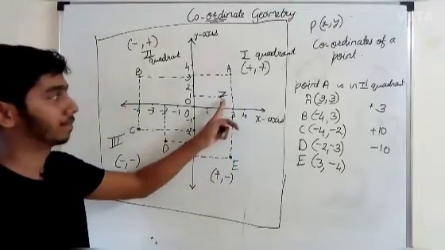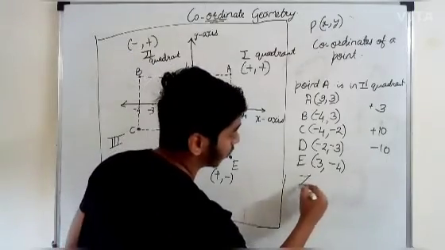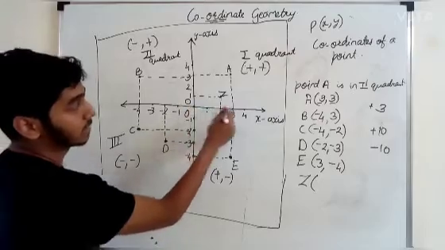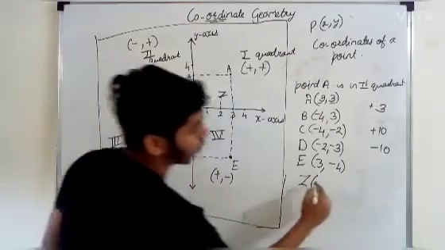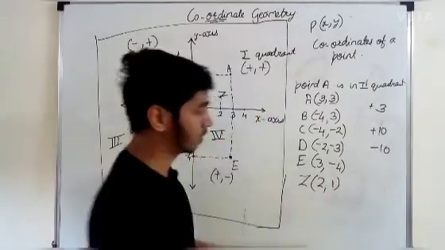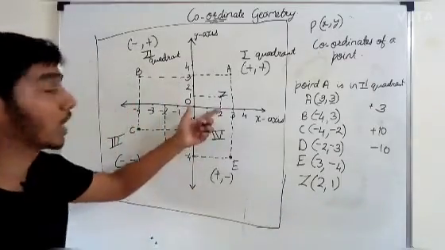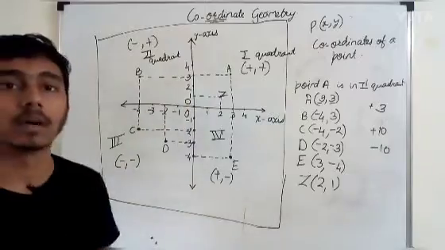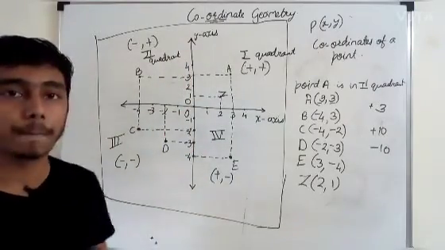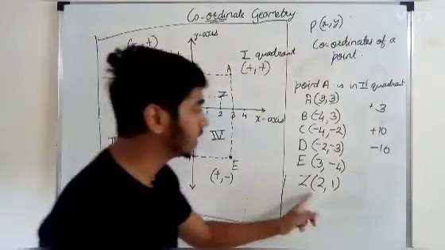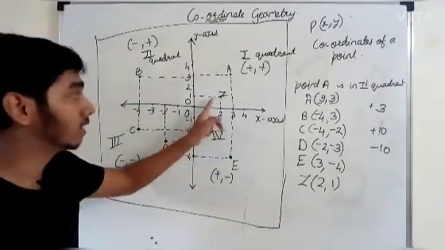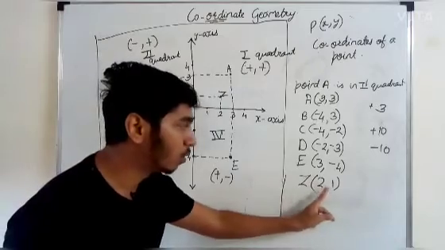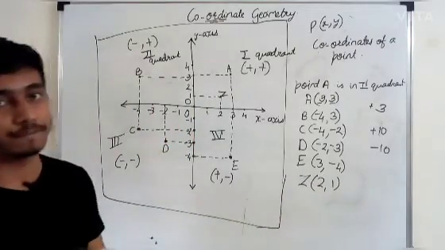Let's say this is point Z. If I want to find point Z, for the x-axis it's 2 and for the y-axis it's 1. So it is 2 comma 1. I hope you have understood how you quickly find the coordinates of any point on this number line, or you can say this plane. So Z is 2 comma 1. This point Z is in the first quadrant, and you can see both the coordinates are positive.